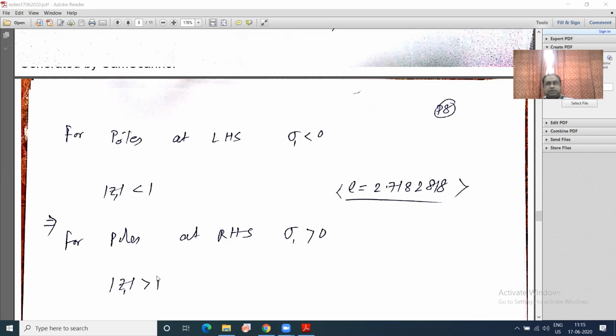Now here what I have seen is that if you use the mapping Z equal to e to the power ST, poles which are in the left of the S plane are mapped to within the unit circle. Poles in the right of the S plane are mapped outside the unit circle. Therefore, if the system is stable in the analog domain, it will remain stable in the Z domain. Is it all right?